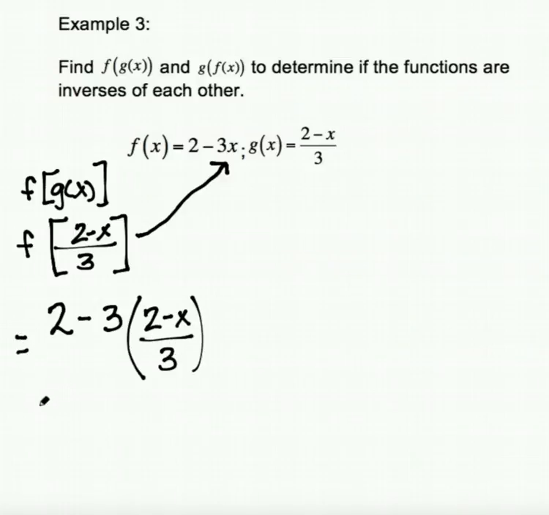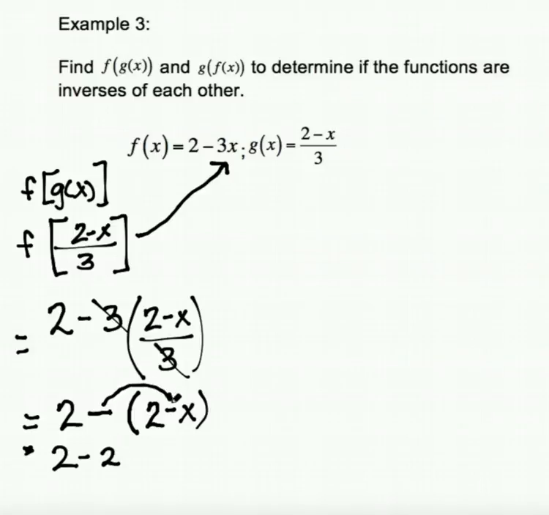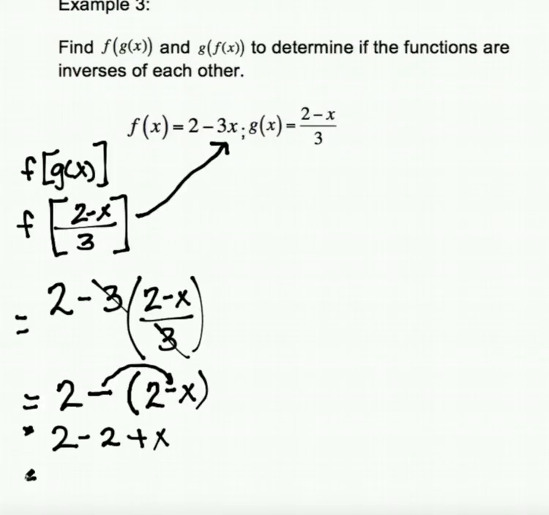Now I'm going to simplify that. That gives me 2. Now notice, this 3 in the numerator and this 3 in the denominator are going to cancel out. So 2 minus, don't forget your parentheses, (2 minus x). I'm going to distribute that negative. That's going to give me 2 minus 2, and then minus this negative x is going to give me plus x. So I'm left with x. That's exactly what I wanted. When I do the composition of f of g and I get x, I'm on the right track.